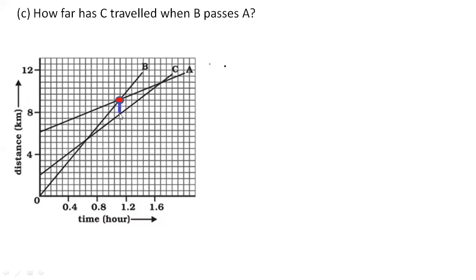Why have we drawn the perpendicular at C? Because we want a point between B and A, which was the intersection point, and then a point for the distance traveled by C. The distance traveled by C can easily be calculated from this particular line. All you have to do is find the intersection point of B and A, and draw a perpendicular from that point towards C. Why C? Because that is asked in the question, distance traveled by C. So this is the distance we want.